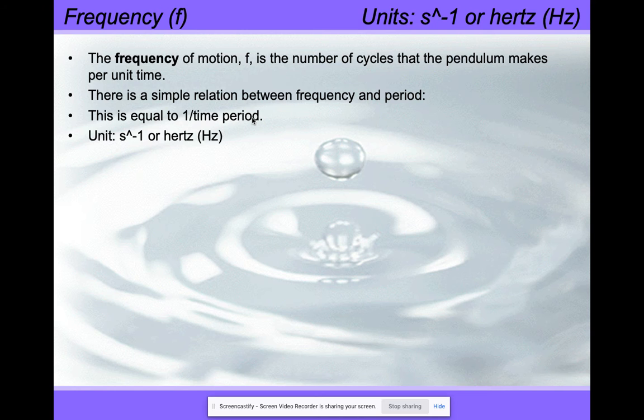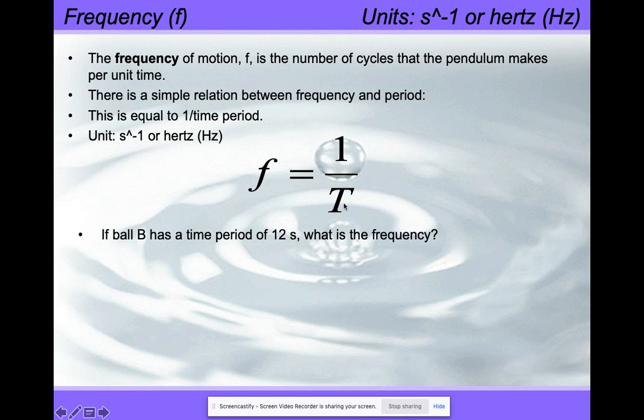Frequency. Frequency is how many waves are produced in 1 second, and it is measured in hertz. Okay, there's the equation. Frequency is actually 1 over the period. That means frequency and period are inverses of each other. If a ball has a time period of 12 seconds, what is its frequency? Well, if a period is 12 seconds, that means it takes 12 seconds to go back and forth one time. And we put 12 down here. So the frequency is 1/12 or 0.0833 hertz.